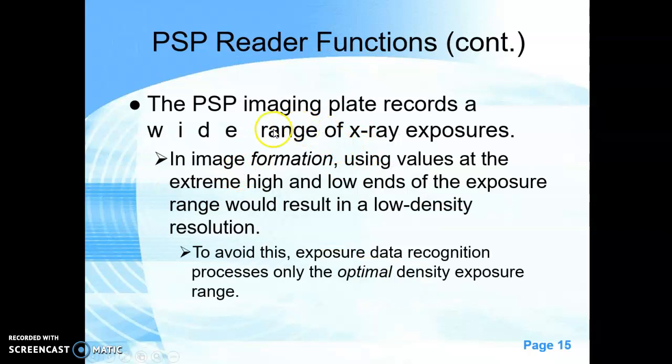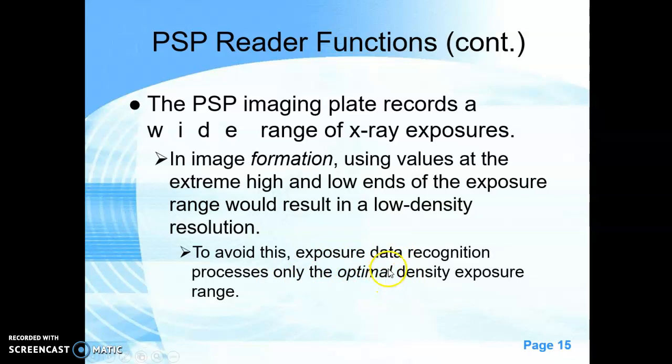If you recall from prior discussions, we said that digital image receptors are able to record a wide range of X-ray exposures. Again, the Bounty paper towel. When we go to form that image, if we use the values at the high and low ends of the exposure, we would have a poor resolution image. It would just almost be too much information overload to create that image that we see. So to avoid this from happening, exposure data recognition processes only the optimal density exposure ranges.